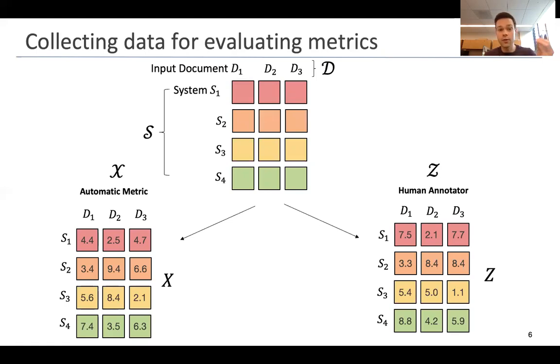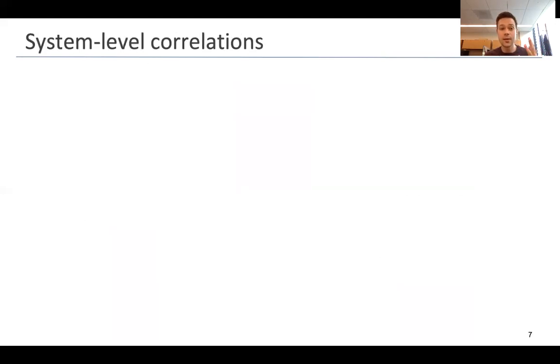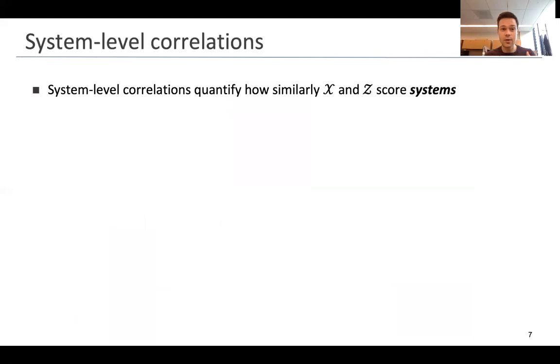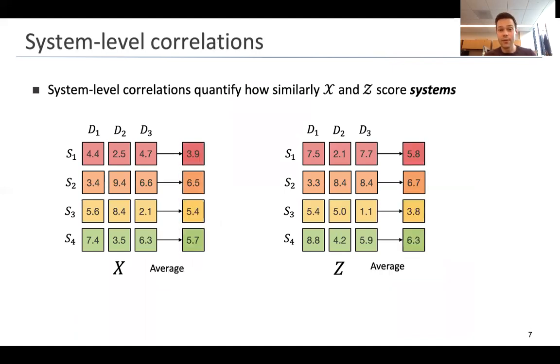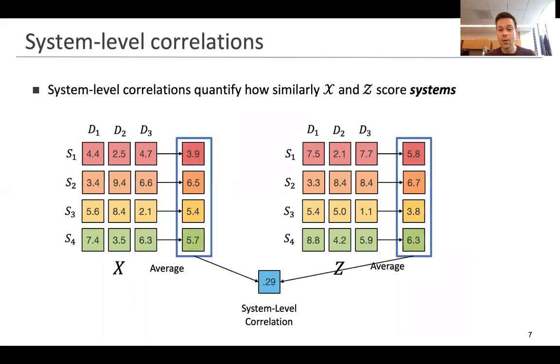Then when we want to evaluate a new metric X, we score those same summaries with X, and then we get these two parallel matrices, which we use to calculate the similarity. And the way that this is done is by the system level correlation, which quantifies how similarly X and Z score systems. Given X and Z, these two matrices, we calculate a system score by averaging over the columns, and then taking the correlation of these two vectors, either through the Pearson, Spearman, or Kendall correlations.